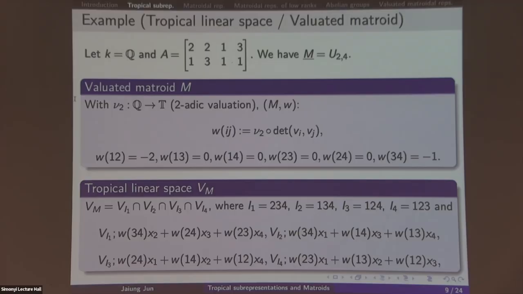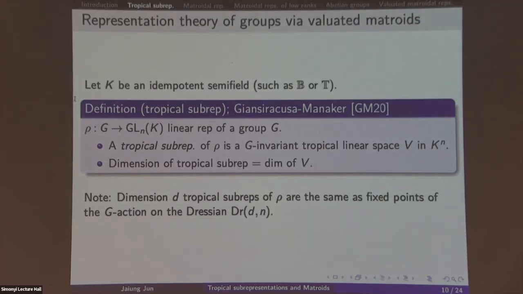Now, in the introduction, I explained what can be done and what kind of theorems we can prove if you use a vector space as T^n. And now, what can happen if you use an evaluated matroid? This definition came from a paper of Giansiracusa and Manaker. What they did is that they don't actually define a tropical representation, but they define a tropical sub-representation. To do so, you first fix a linear representation as we discussed here. Then the tropical sub-representation is nothing but a G-invariant tropical linear subspace. The dimension of this sub-representation is the dimension of V, or the rank of the associated evaluated matroid.